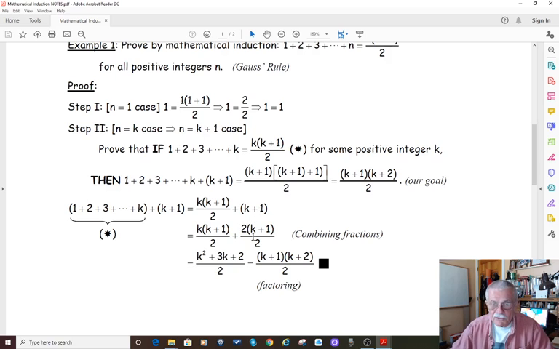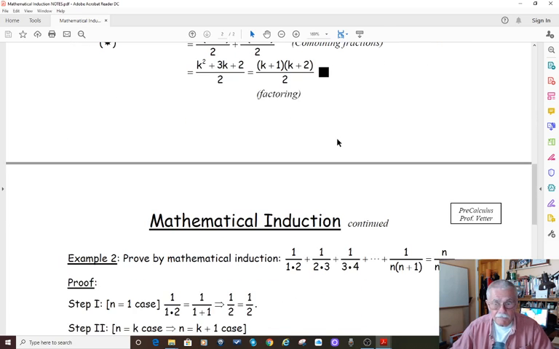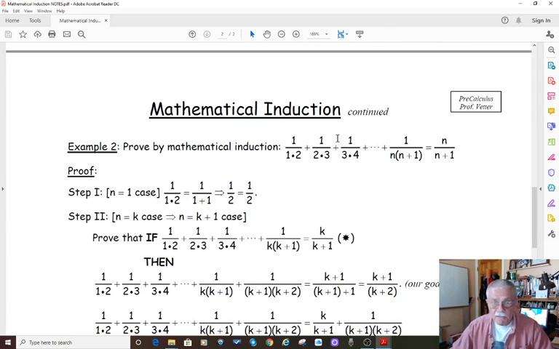So we put a 2 here and a 2 here, and you work this out. You get k squared plus k, 2k plus 2, ends up with k squared plus 3k plus 2, factored at the top, and lo and behold, we get what we were looking for. So that's the proof, an alternate proof of Gauss's rule, adding the consecutive integers from 1 to n.